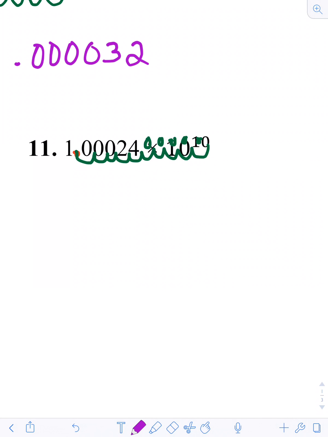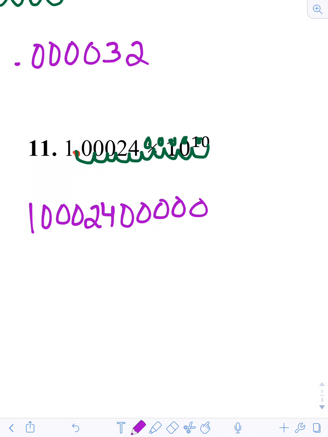So big number here, we have 1, 0, 0, 0, 2, 4, and then all these zeros up here. So 1, 2, 3, 4, 5. 1, 2, 3, 4, 5. Really big number. So there's a comma, and a comma. So it looks like 10 billion.